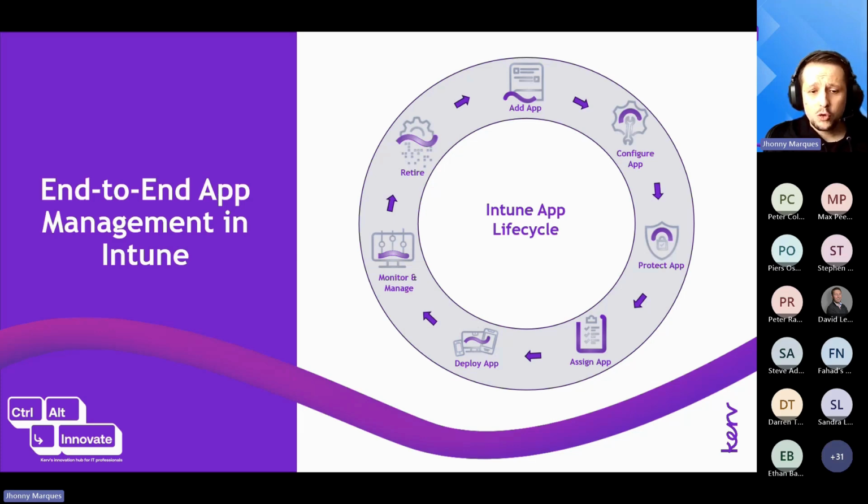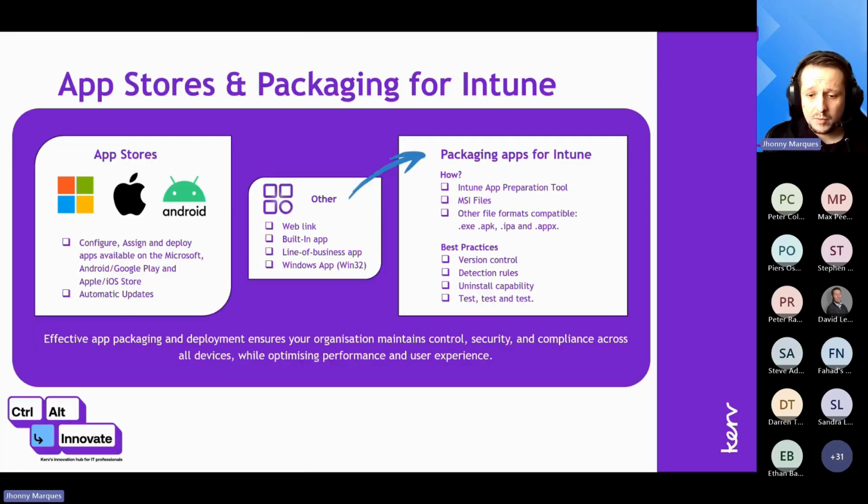Now, how do we add apps exactly? Well, there are two ways. The first of those is the app stores. That can be the Microsoft Store, the Apple Store, or the Google Play Store. On here, you can configure, assign, and deploy the apps directly to end user devices. And like I mentioned, the good thing with the stores is there are automatic updates. As long as the app has been updated on the store and has been approved by the store, it will push those updates down to the devices.